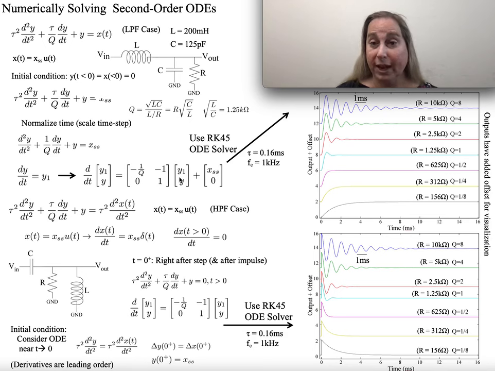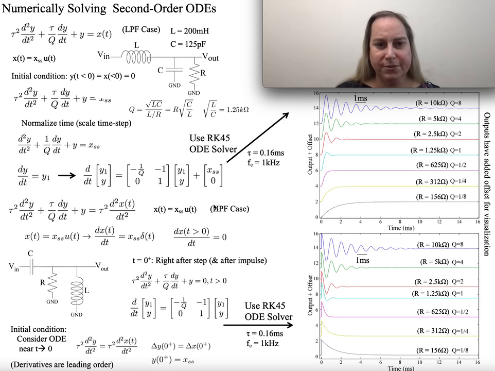Now, from here, it's very easy to put this right-hand side into an ODE solver and say I'm just going to do RK45. I generated these graphs in MATLAB, and then I could see what that response would look like. I put in additional offsets so you could see all of them on the same curve. We'll talk about this in a moment.